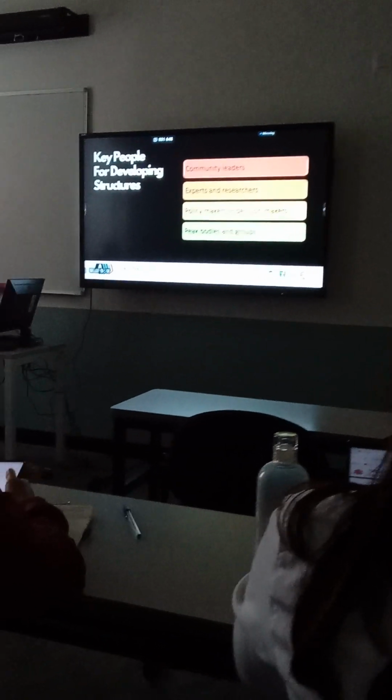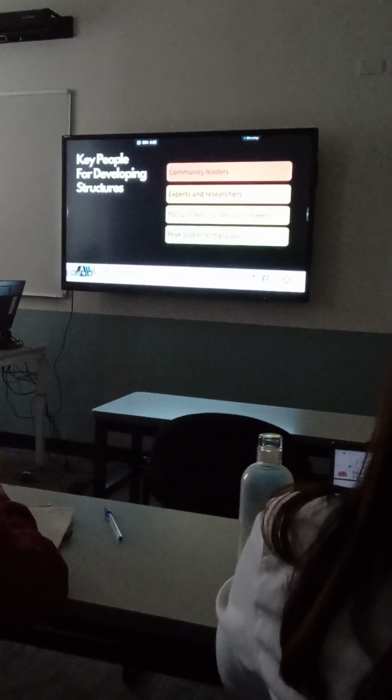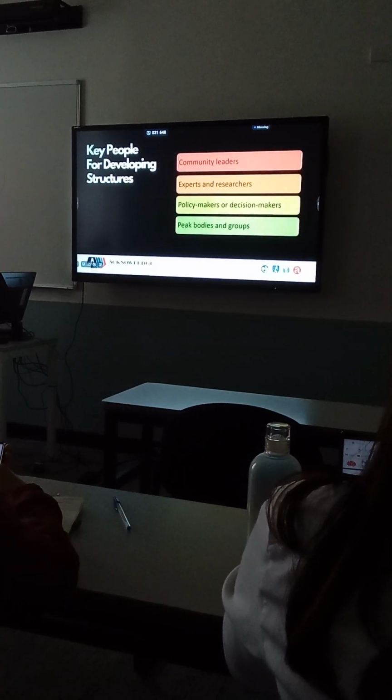Okay, key people: community leaders, experts and researchers. Just keep in mind, a lot of the time the hard work's already done. Research has been done, so you need to go back and check that. Then policy makers or decision makers. These are probably the most important, because they often hold the money, they hold the power. So we want to be friends with them. We want them on our side. And we can also go to big bodies and groups.